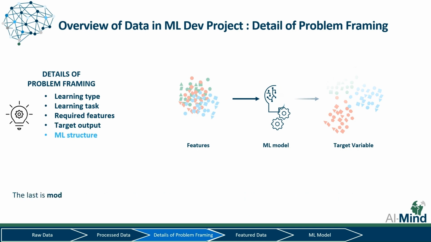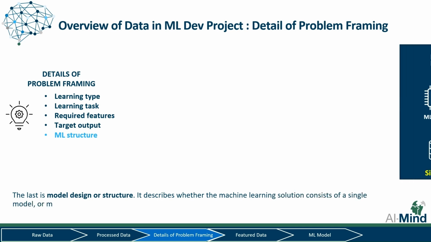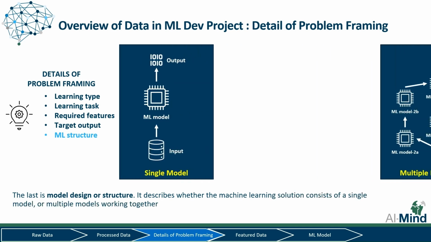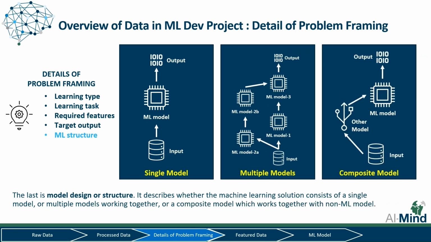The last is model design or structure. It describes whether the machine learning solution consists of a single model or multiple models working together, or a composite model which works together with non-machine learning model.